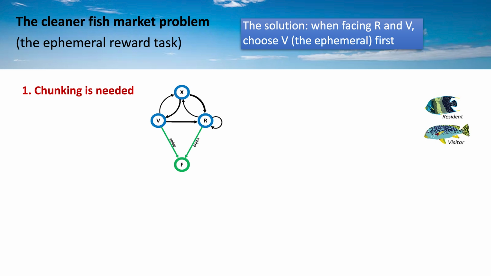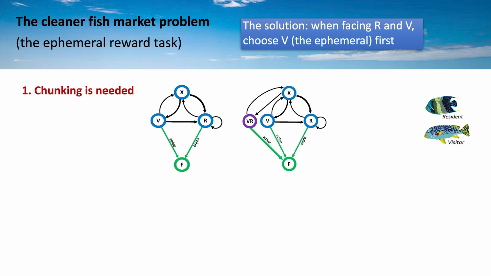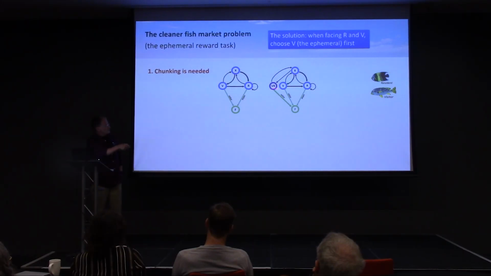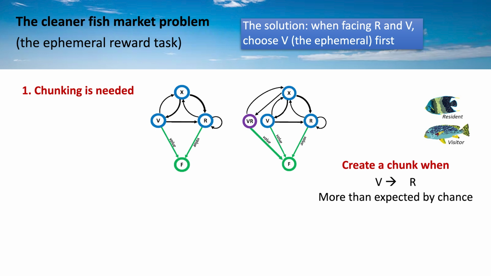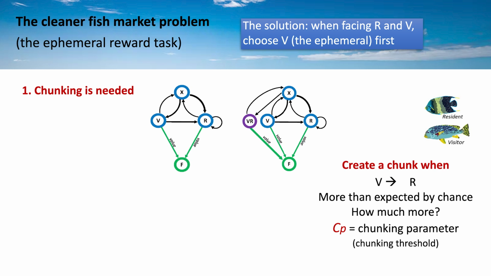In order to have chunking, you need to add to this network representation another node that represents the sequence V, then R. And then V, then R is associated with a thicker line because VR gives you 2. And if you learn this sequence, you may be able to prefer it. But the question is how you do it, how animals make the decision to create a chunk. So the rule that we use in the model, and in many other models, is that you create a chunk when V is followed by R more than expected by chance. But how much more? This is the parameter.